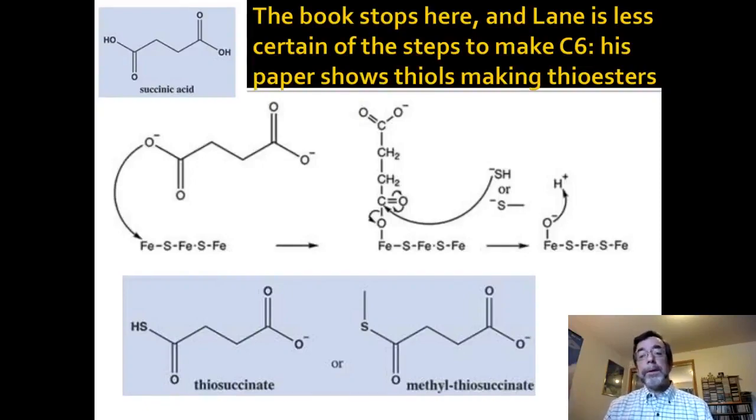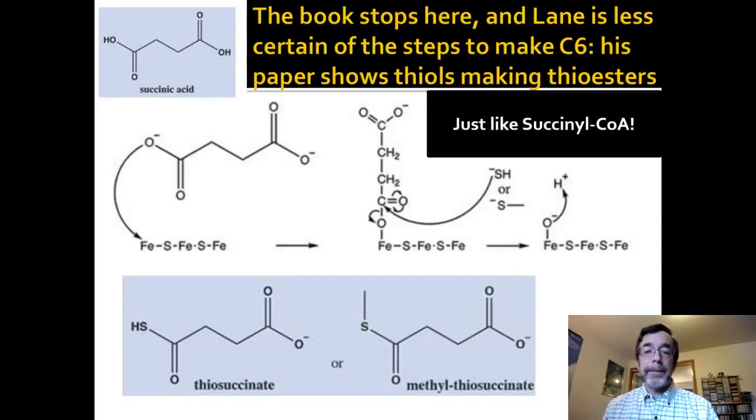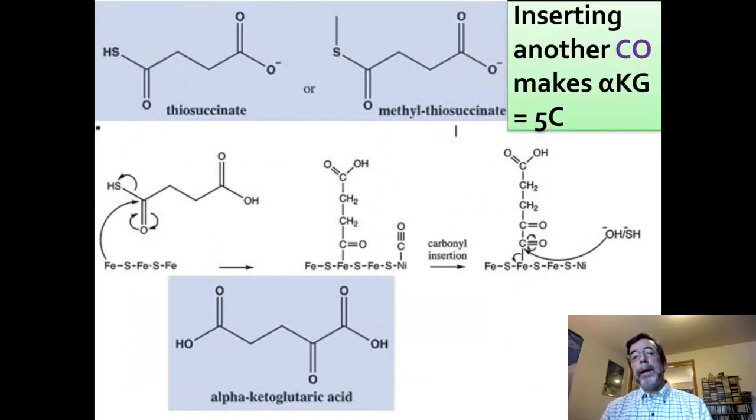So the paper shows that actually the succinate can react with a thiol to form a thioester, thiosuccinate, which is exactly like succinyl-CoA. This would react very well. The thioester is very reactive. And yeah, I could see this happening. And then when you have that, you have another carbonyl insertion that goes on that will make two COs in a row. It's a little hard to do, but if you have a thioester, that makes it easier, right?